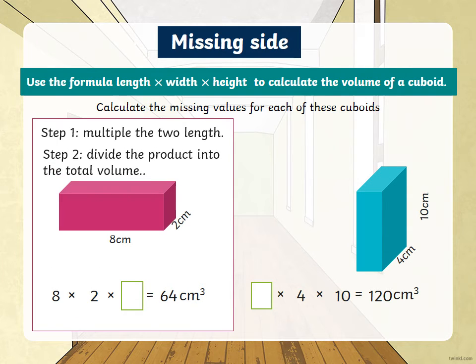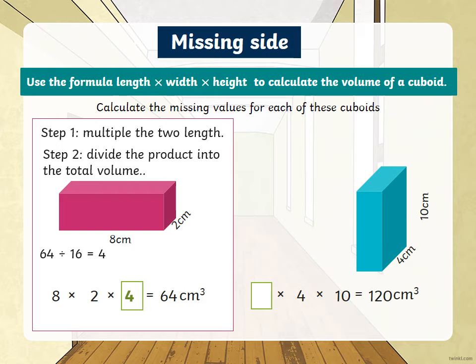The next thing we are going to do, when we have our product, which is 16, is divide it into the volume that they give us, which is 64. So we divide 16 into 64 and it gives us 4. That 4 now becomes our missing side. So if you multiply 8 times 2, which is 16, 4 times 16 will give us 64.